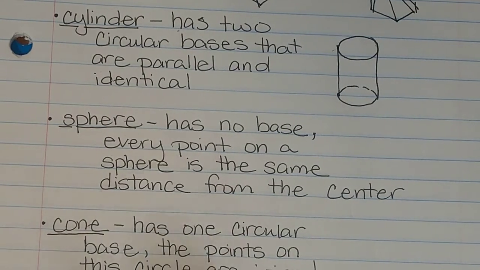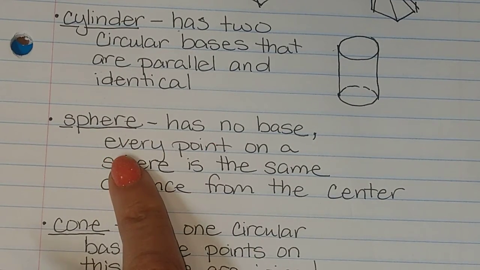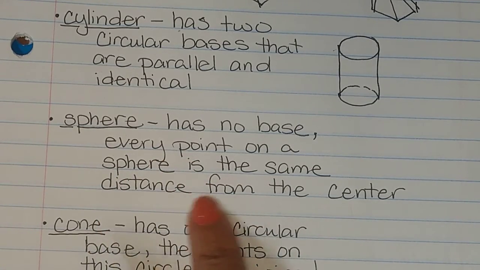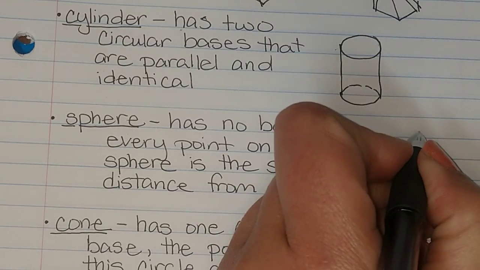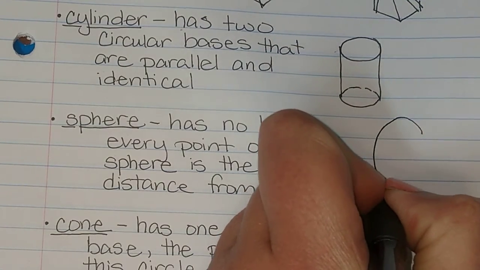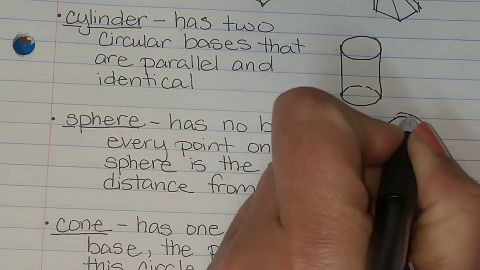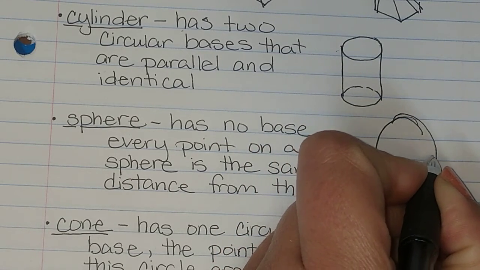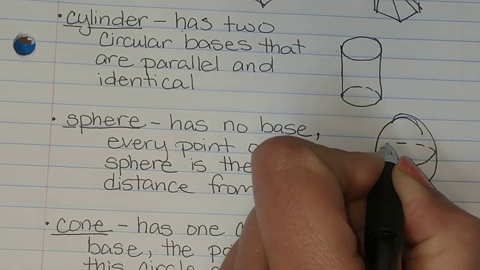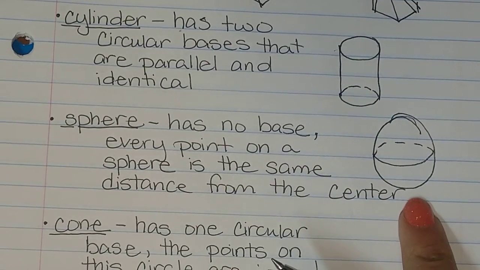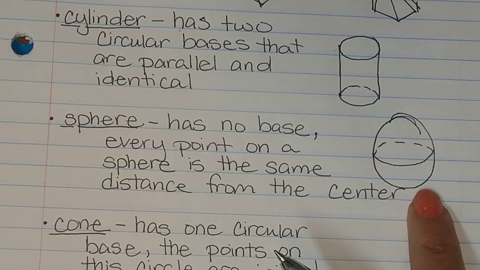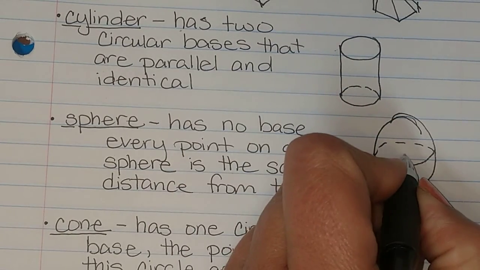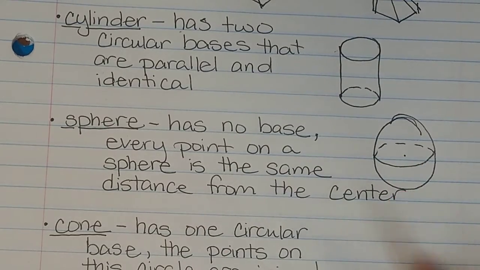Another shape is a sphere. A sphere has no base, and every point on a sphere is the same distance from the center. So if we draw a circle to make it look like a sphere, we curve the inside. And again, if I could draw a perfect circle, it'd be exactly the same distance from the center point, which would be the center here. All sides would be exactly the same.